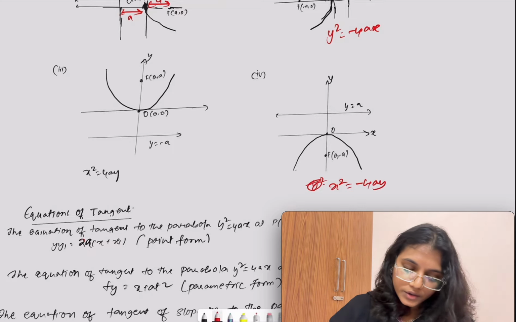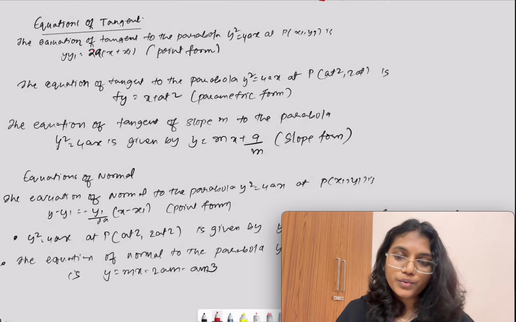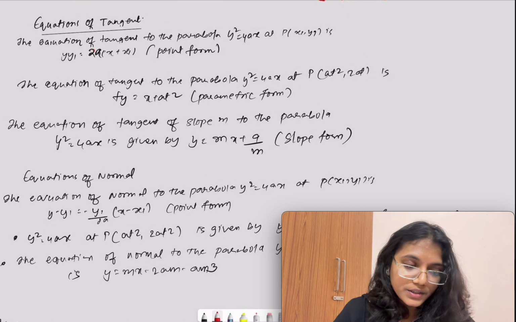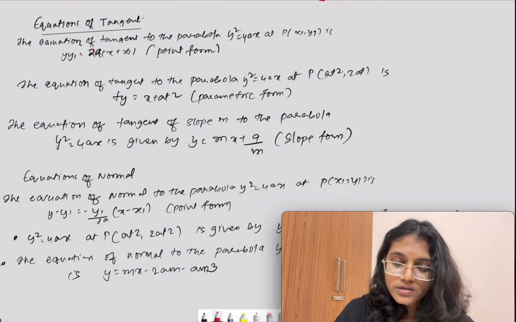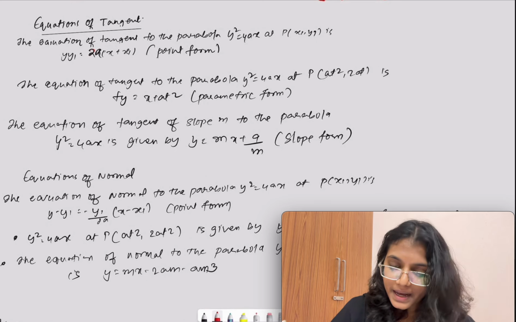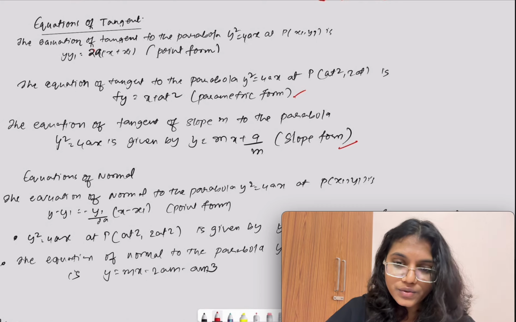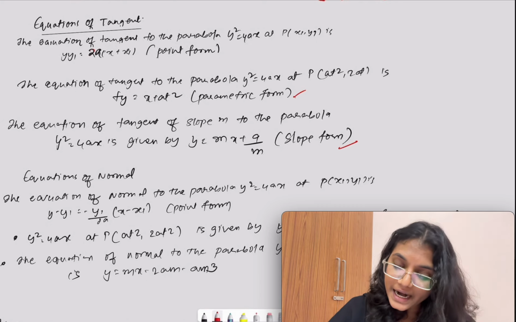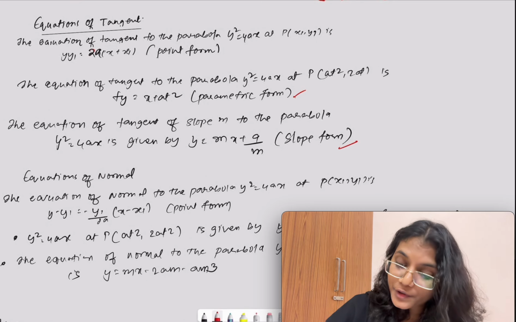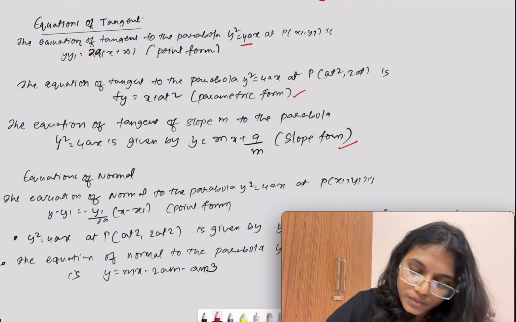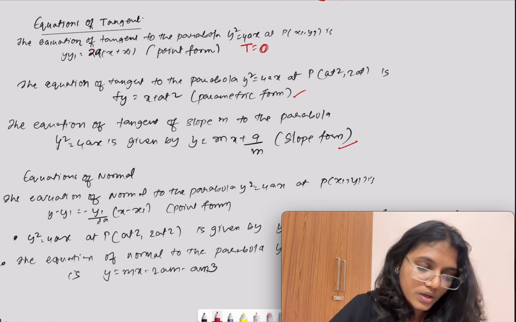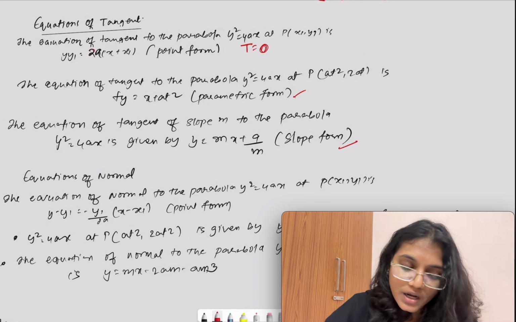So moving on to the equations of tangent to a parabola. Equation of tangent we study in three different forms. One is point form, another one is parametric form, and the other one is slope form. So when we talk about the point form, the technique is that if (x1, y1) happens to be a point of tangency for parabola y square is equal to 4ax, then we can write the equation of tangent in point form as T is equal to 0. The question is, how do we get T?